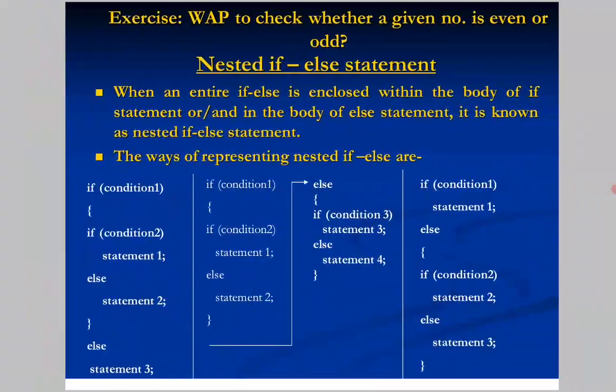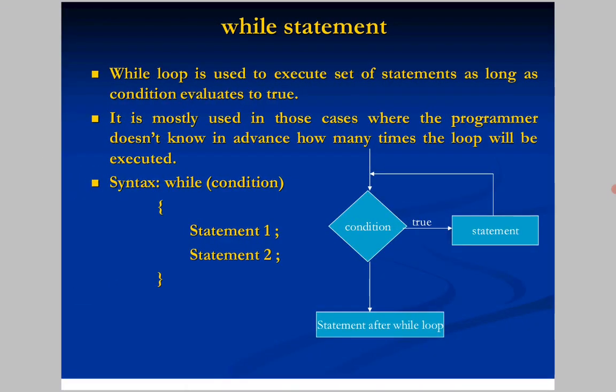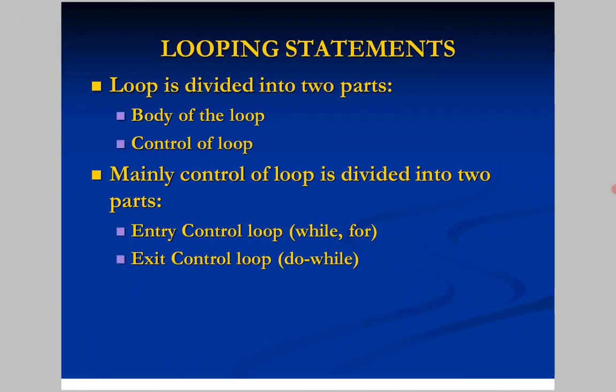In this slide we will explain the different types of loops available in C language. So what is a loop? A loop is nothing but a set of statements or a group of statements which are executed a fixed number of times based on the given condition.